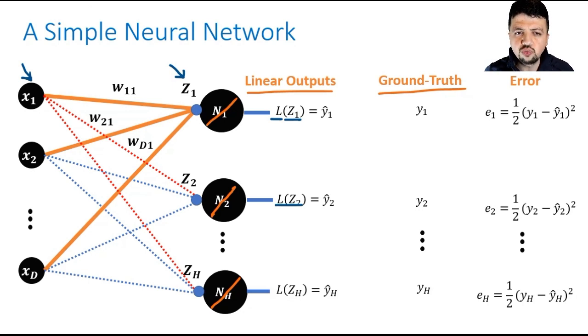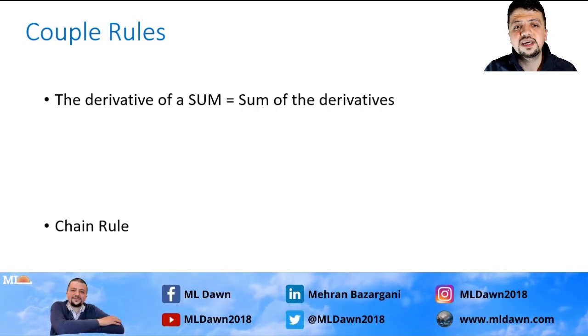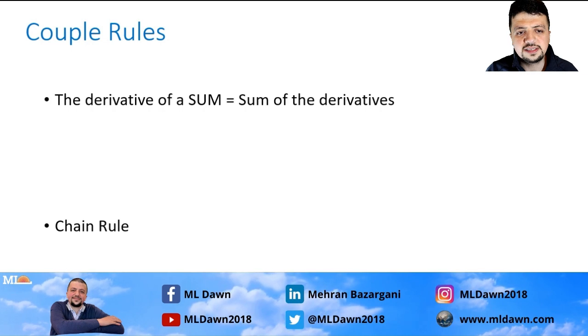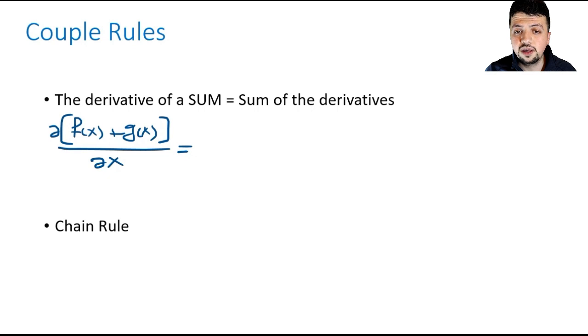Let me just go over 2 rules that you need to get comfortable with if you want to fly through this video. Number 1 is, in calculus, the derivative of a sum is the sum of the derivatives. What do I mean by that? Let's say you have a summation, f of x plus g of x, and you want to compute the derivative of this sum with respect to x. The rule says it is equal to the sum of the individual derivatives. So that's rule number 1.